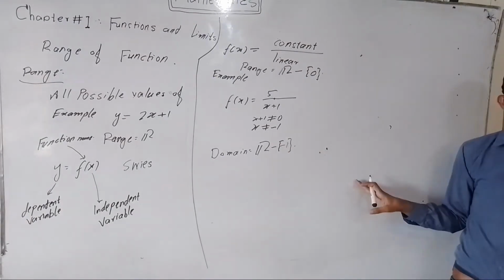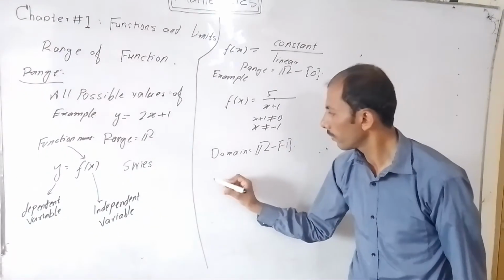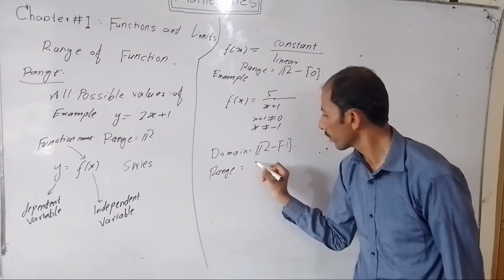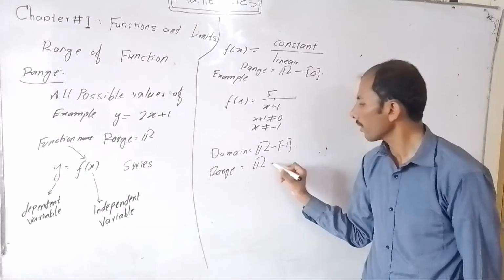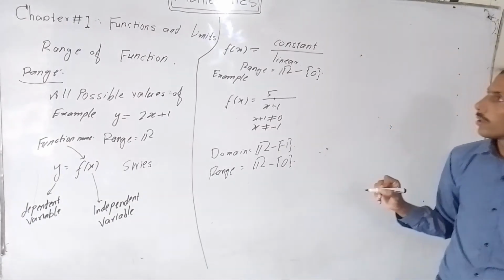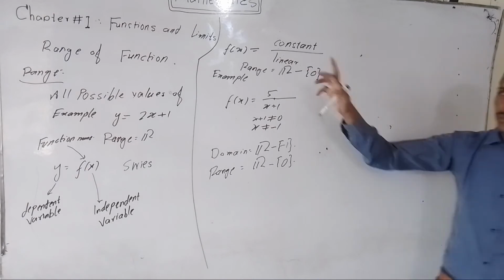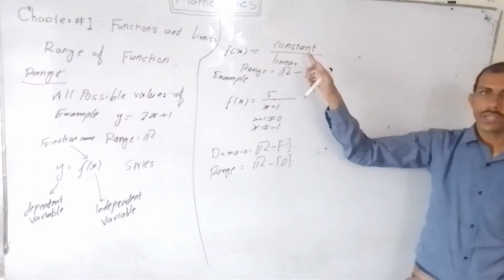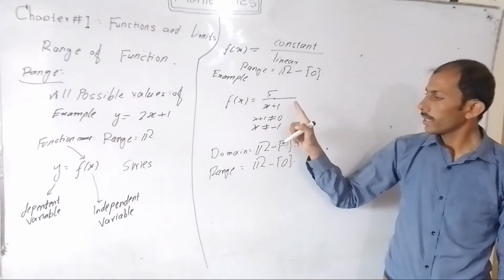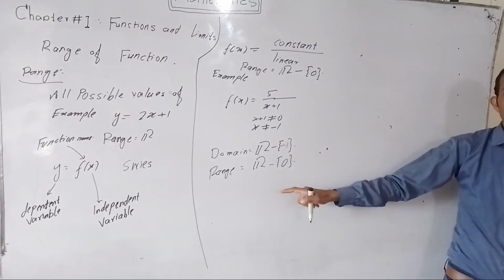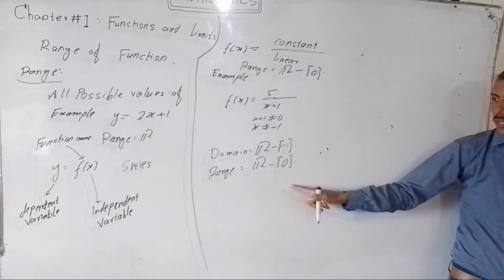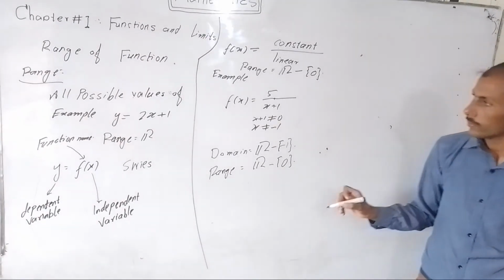Next, range is equal to all real numbers other than 0. According to this function, f of x is equal to constant over linear, so the range is equal to all real numbers except 0.